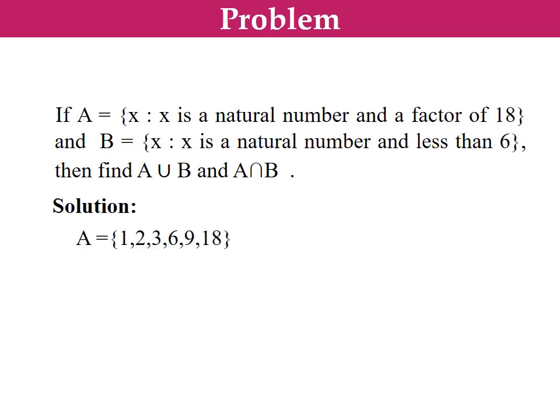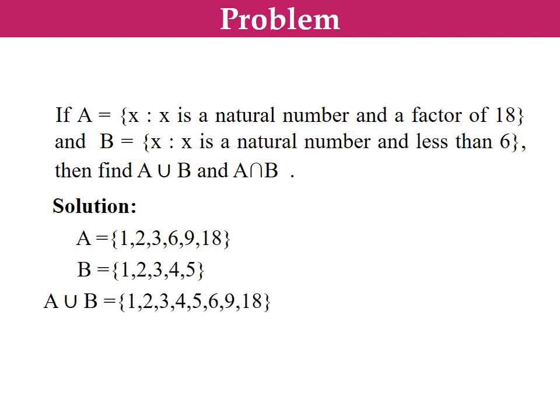How can you write A? It should be natural number. Natural number means it will start from 1, goes on. And that set should be factor of 18. Therefore, it is 1, 2, 3, 6, 9, 18. So B is natural number less than 6. So it is 1, 2, 3, 4, 5.